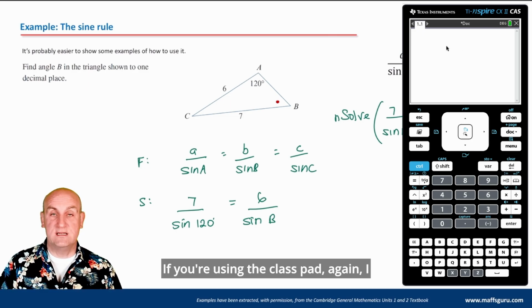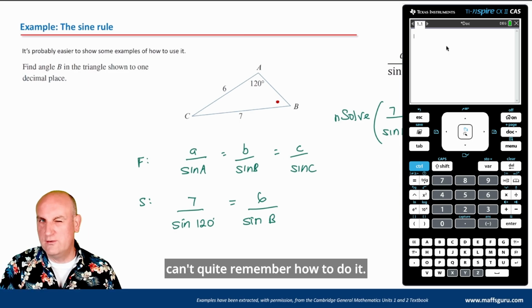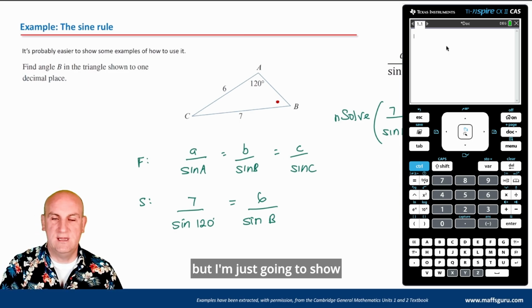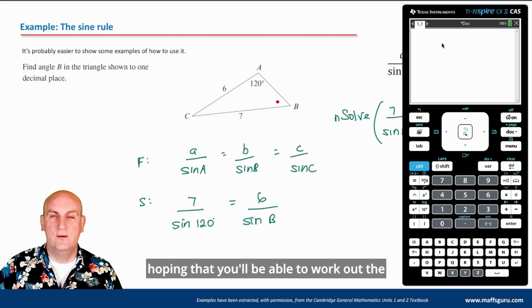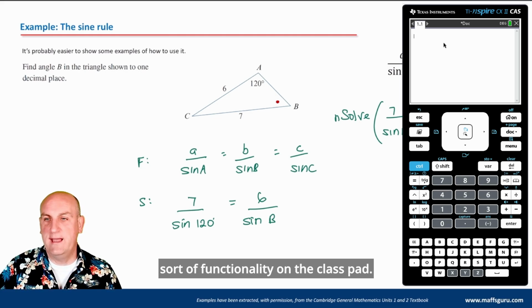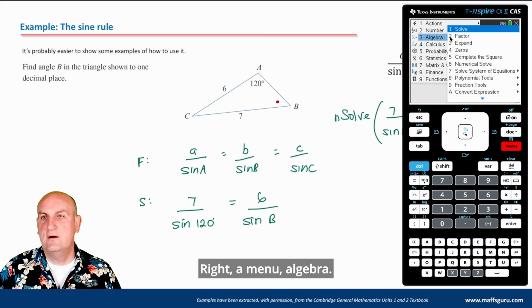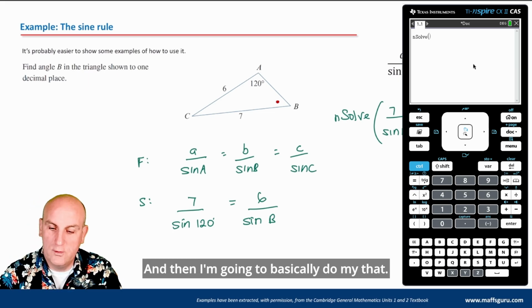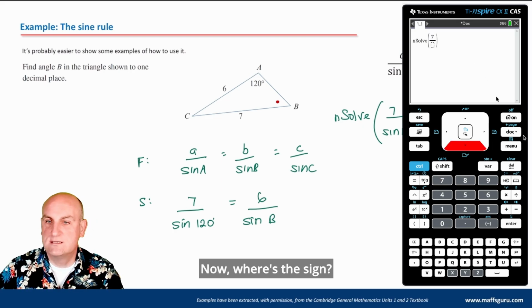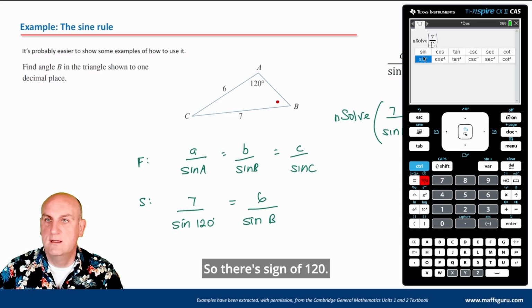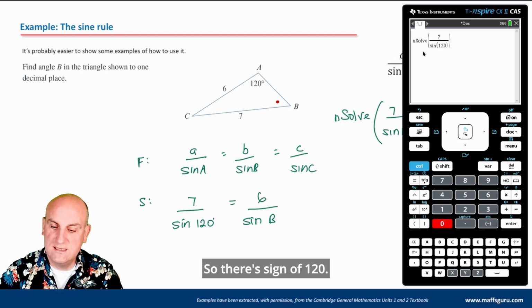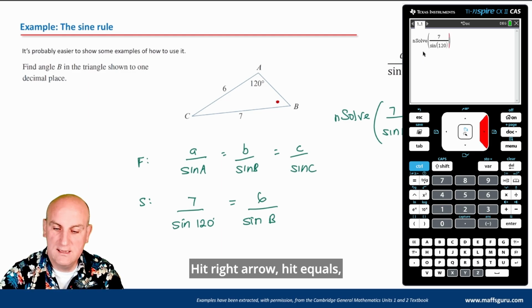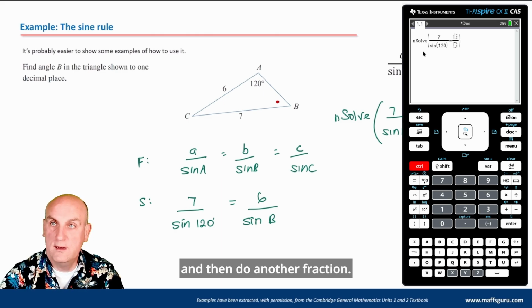If you're using the ClassPad, again, I can't quite remember how to do it. I don't think it's that difficult, but I'm just going to show you how to do it on here, hoping that you'll be able to work out the functionality on the ClassPad. Right, menu, algebra. I'm going to do NSolve, which is numeric solve. So it's going to be 7 over, now where's the sine? It's in my trig button. So there's sine of 120. Hit right arrow, hit equals, and then do another fraction.